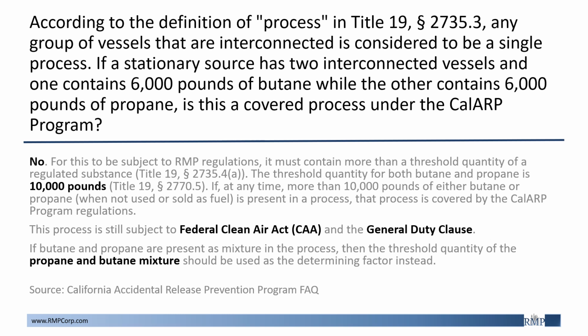For this to be subject to RMP regulations, it must contain more than the threshold quantity of a regulated substance. The threshold quantity for both butane and propane is 10,000 pounds. If at any time more than 10,000 pounds of either butane or propane, when not used or sold as fuel, is present in a process, that process is covered by the CalARP program regulations. Note that even though it is not subject to RMP regulations, it is still subject to the Federal Clean Air Act and therefore the General Duty Clause.